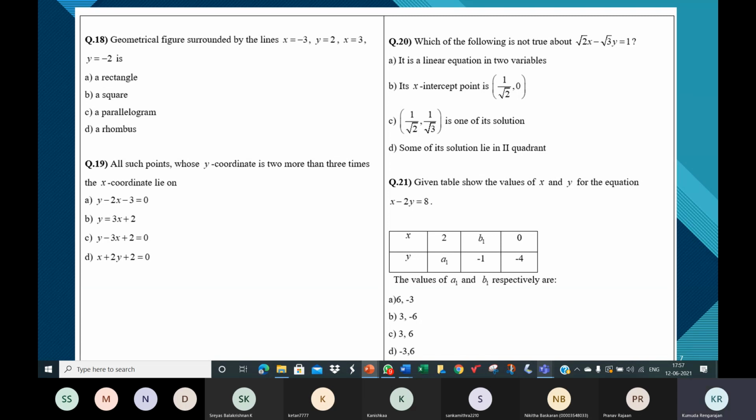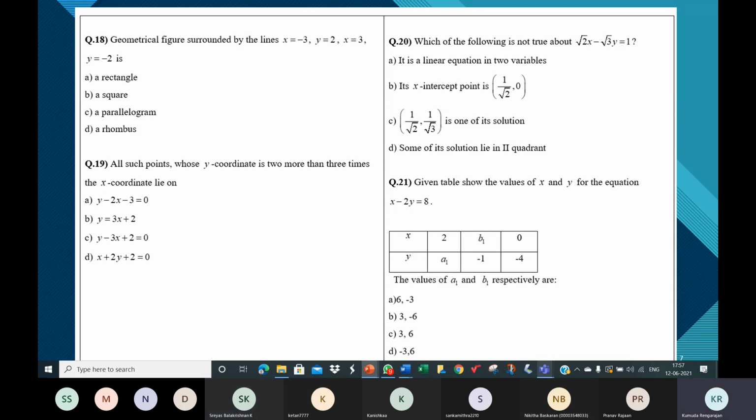I'll just wait for some more time. If you disagree, let's just look into it again. Ma'am, I agree, ma'am. All right, Shreyas. Please make a rough sketch, children.